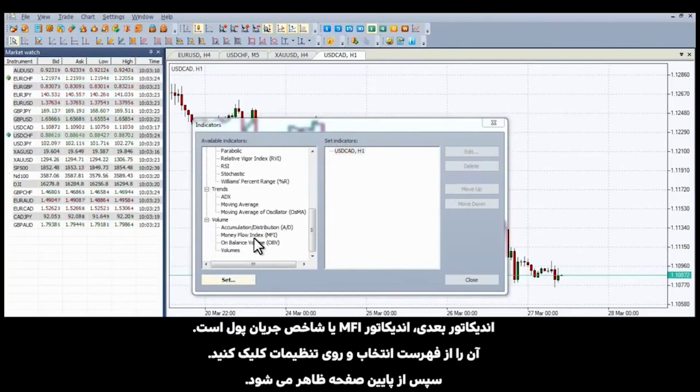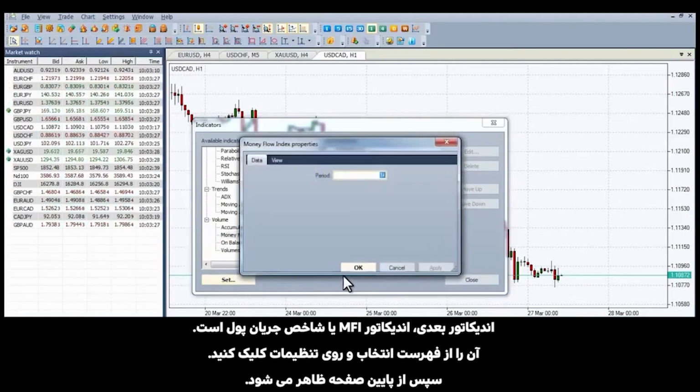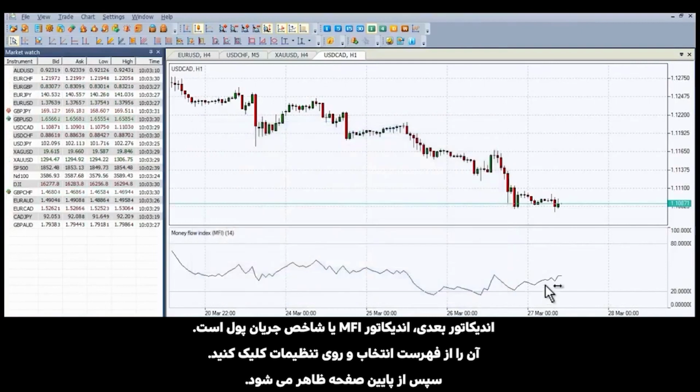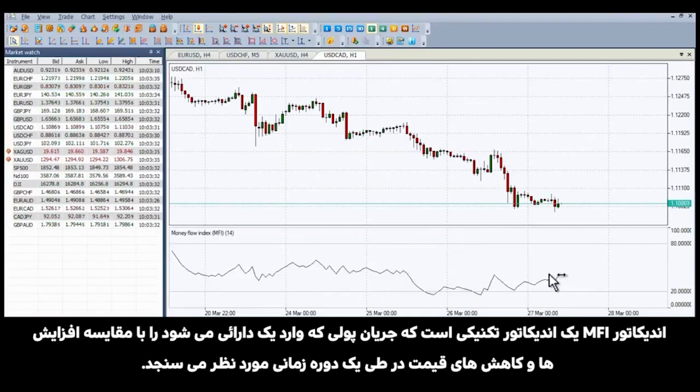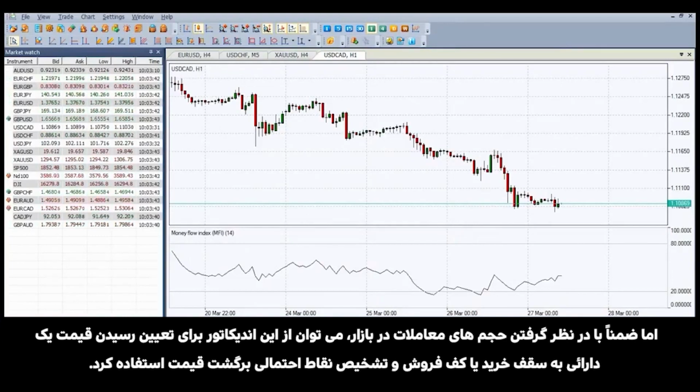Next on the list is the Money Flow Index, or MFI. Select it from the list, click Set, OK, and it appears at the bottom of our screen. The MFI is a technical indicator developed to estimate money inflow intensity into a certain asset by comparing price increases and decreases over a given period, but also taking into consideration trading volumes. The indicator can be used to identify whether an asset is overbought or oversold, as well as to determine possible turning points.